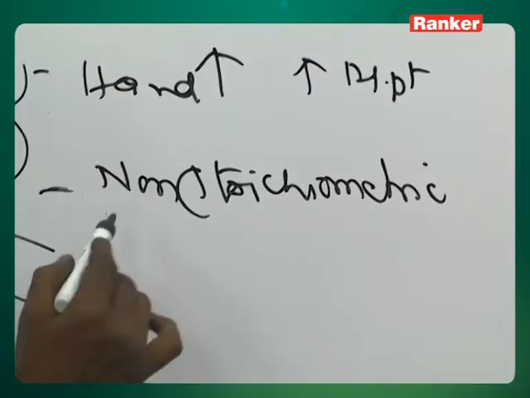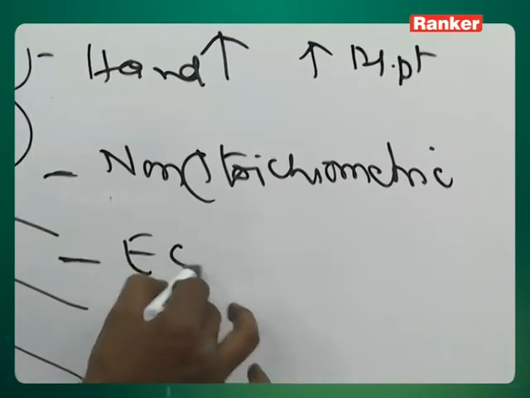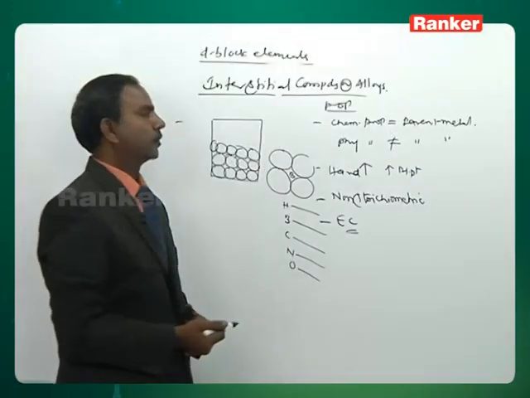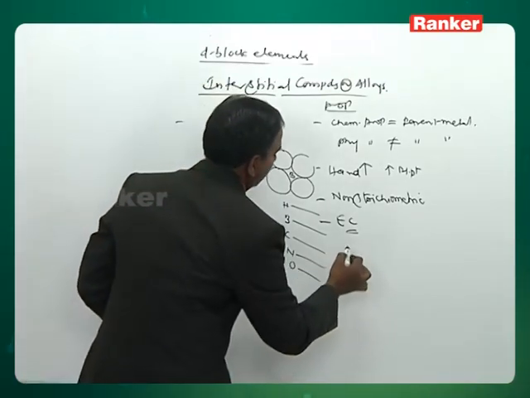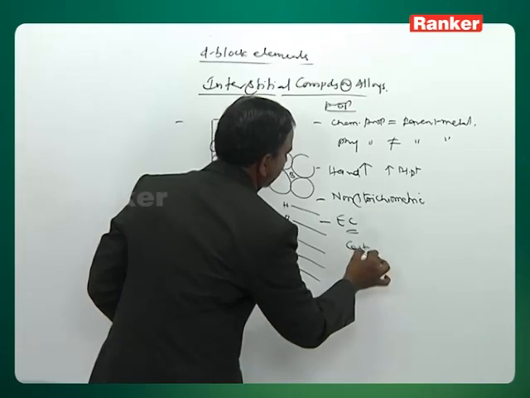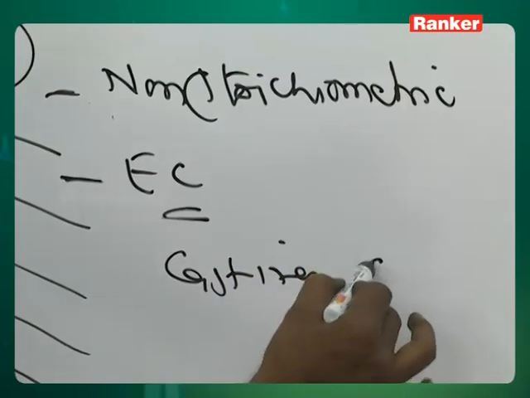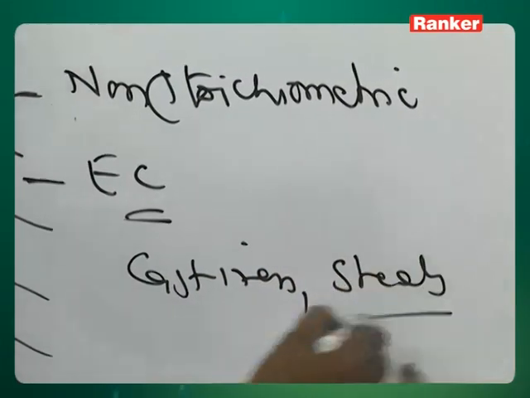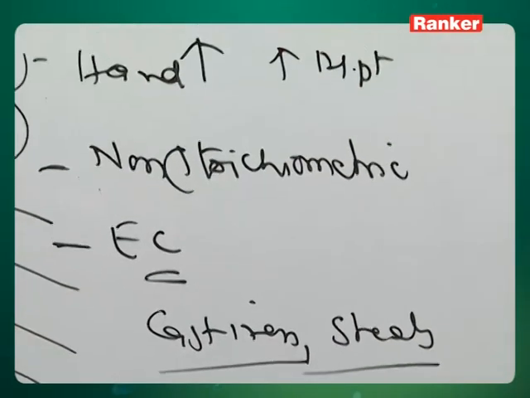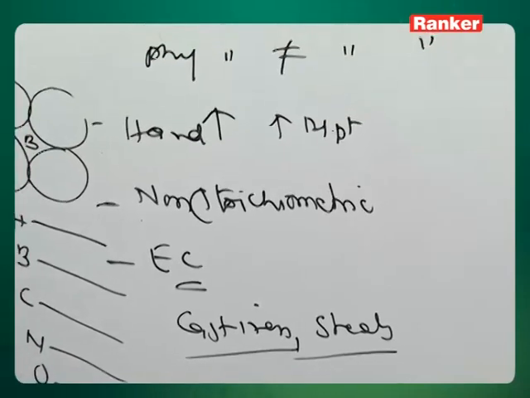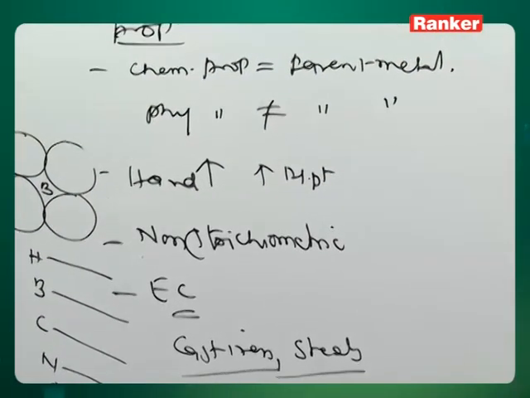These are also good electrical conductors. The best examples are cast iron and steels. Almost all steels and cast iron you can take as examples under interstitial compounds or alloys.